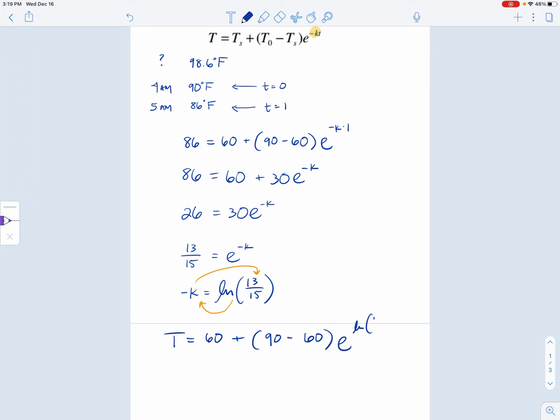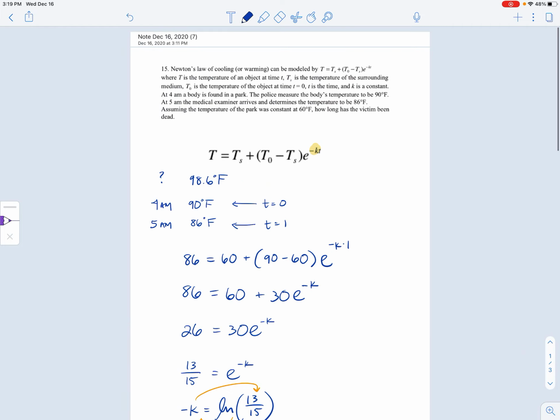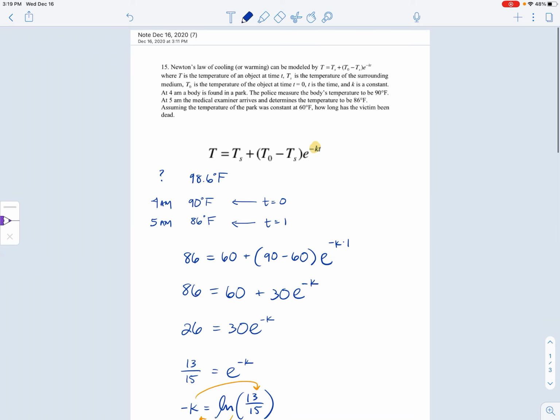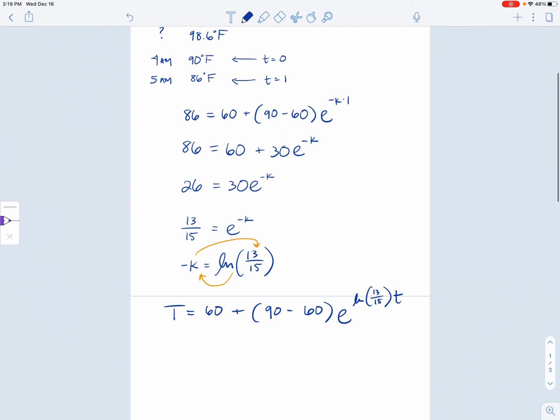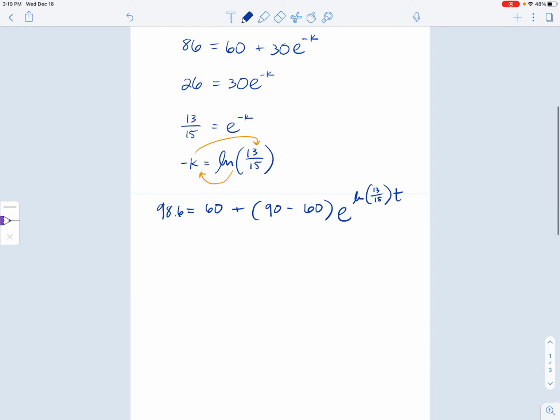I'm replacing negative K with ln 13/15, times t. So we want to know how long the body's been dead, so we want to know how long since the body was 98.6 degrees Fahrenheit. So now I can replace T with 98.6 and solve for t.